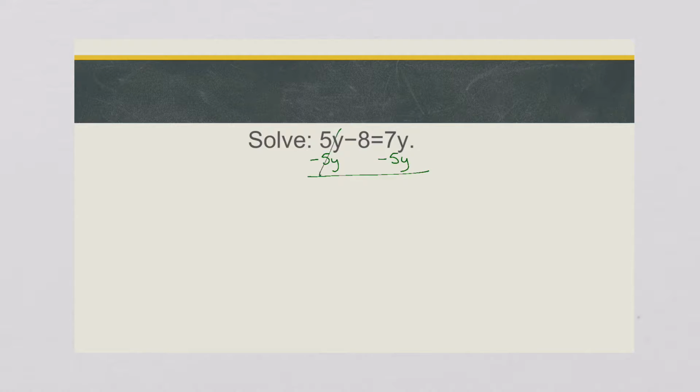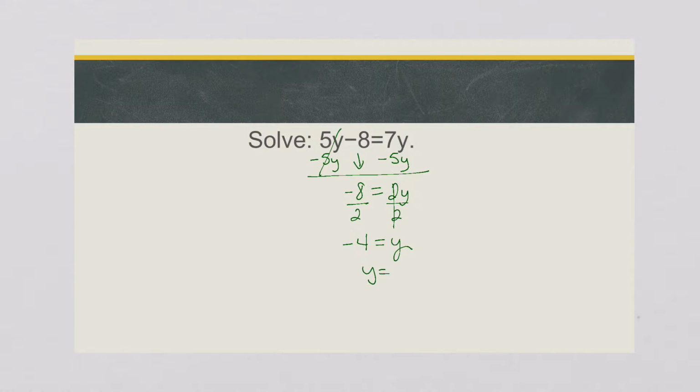5y minus 5y creates 0. So the left side I'm going to bring this straight down. I've got negative 8 is equal to 7y minus 5y is 2y. Now I want to divide both sides by 2. Always divide by the number in front of the variable. Negative 8 divided by 2 is negative 4. 2 divided by 2 creates 1. So there's my answer. Negative 4 equals y.